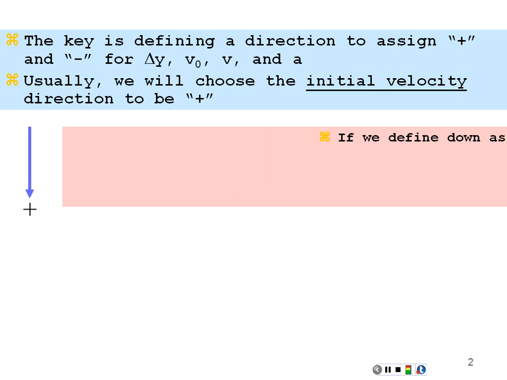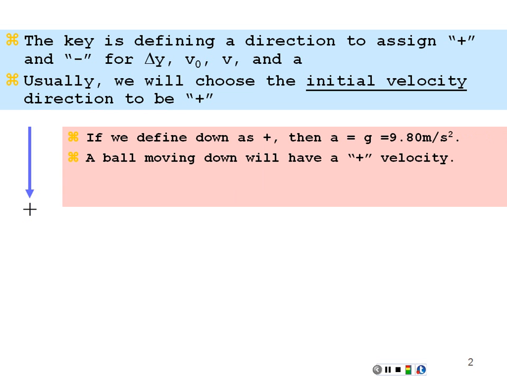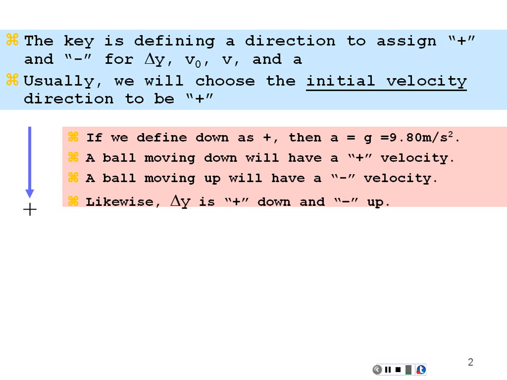So if I define down as positive, then my acceleration will be equal to a positive g, 9.80 meters per second squared, and a ball moving down will have a positive velocity. If eventually it's moving up, it will be a negative velocity. Likewise, my displacement in a down direction will be positive, and any displacement up from my initial position would be a negative displacement.